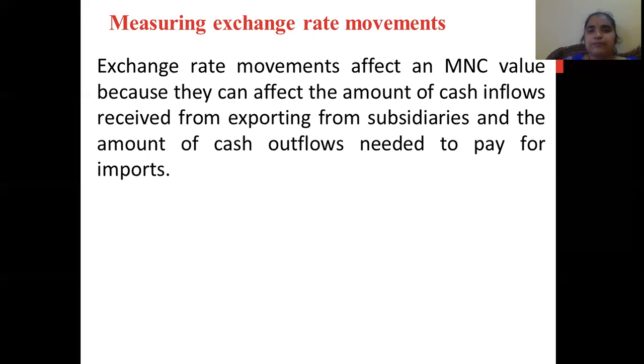Say for example, when there is a decline in exchange rate, it will affect the amount of cash inflows received from exporting countries. Say for example, you had an export order when the exchange rate was 1 dollar equals 73 rupees. Then at the time of payment the exchange rate came down to 72 rupees.